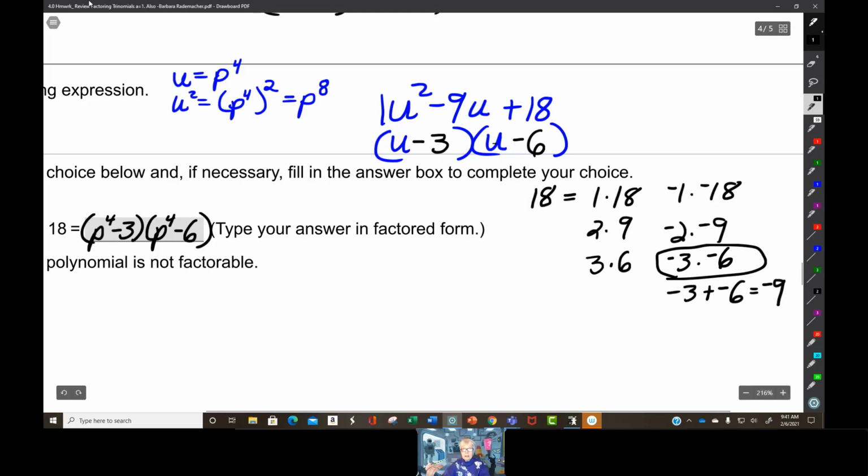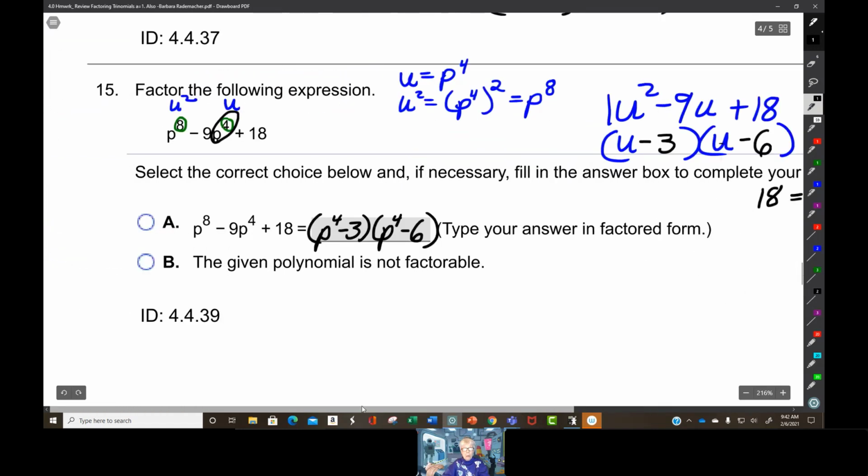Once we start solving quadratic equations and stuff like that, you're going to have more involved answers, believe me, but not now.